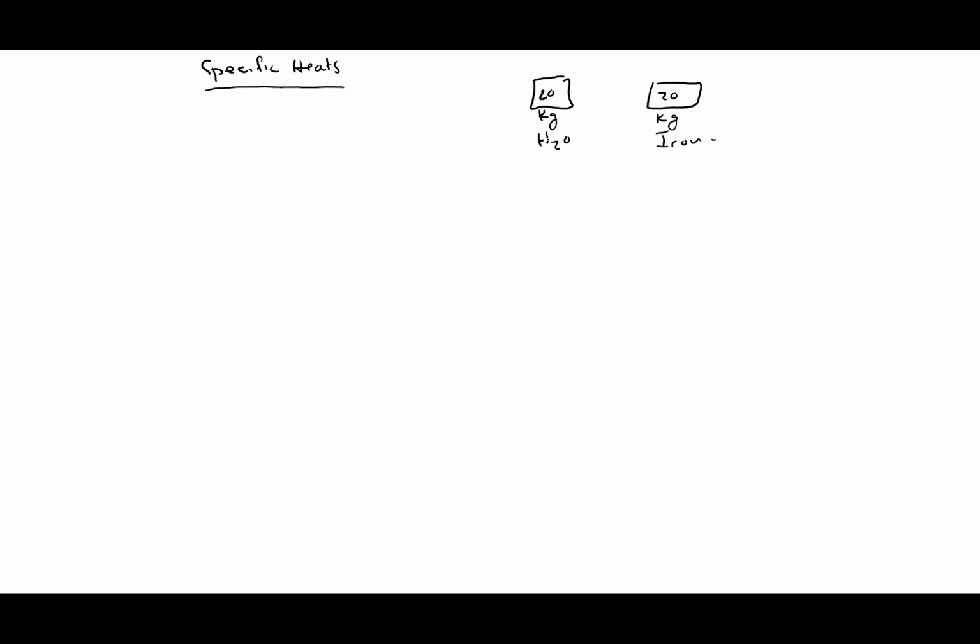So basically the specific heat is the property that allows us to compare the energy storage of different substances. The specific heat is defined as the energy required to raise the temperature of a unit mass of a substance by 1 degree Celsius. So in thermodynamics, we're interested in two types of specific heat.